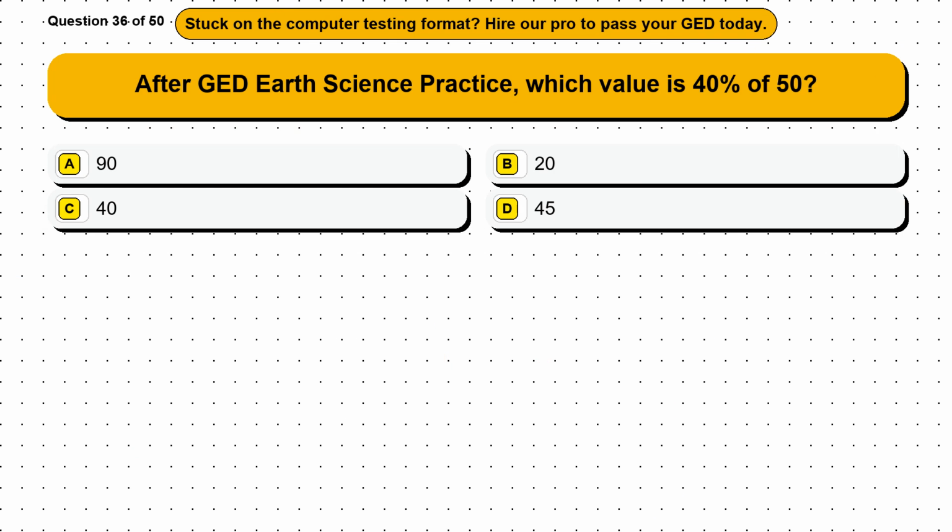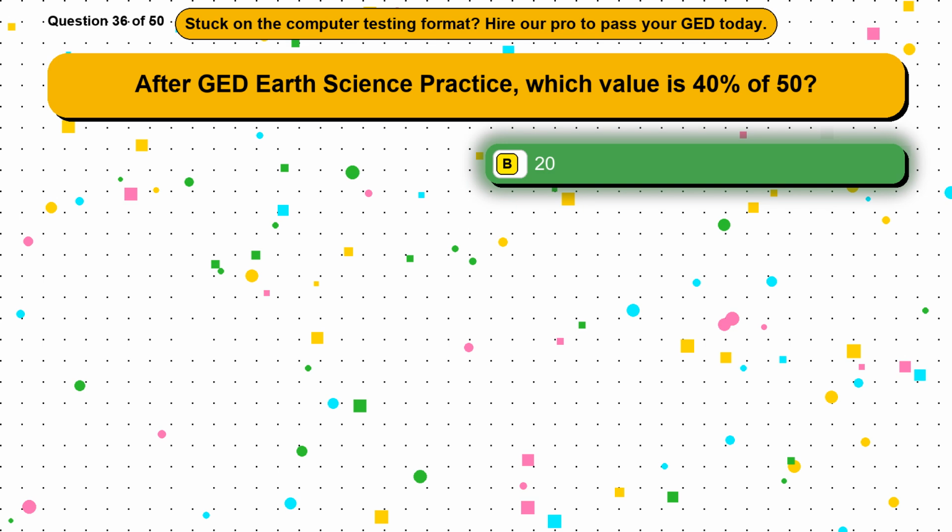Question 36. After GED Earth Science Practice, which value is 40% of 50? Option A, 90. Option B, 20. Option C, 40. Option D, 45. The correct answer is option B. 20.